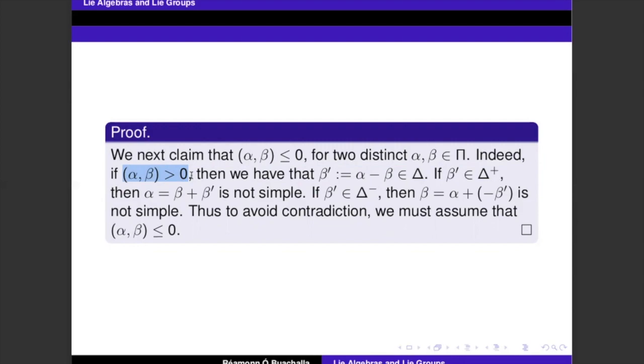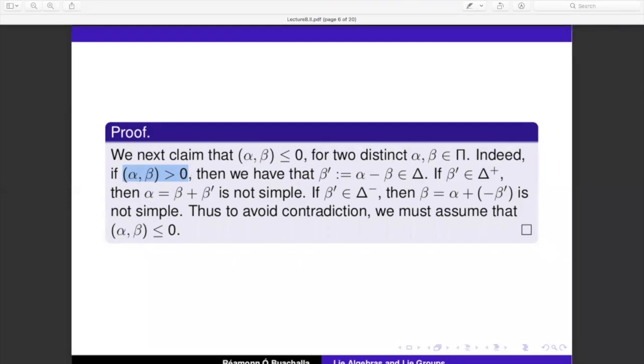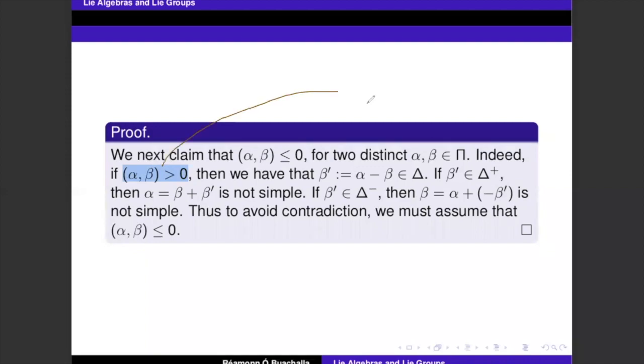So if we assume that this is true, then we're going to get the difference of these two things contained in the root system. So let's denote that new root by beta prime. Now, we have two options. Remember that when we make a choice of basis, we decompose our roots into two subsets, the positive and the negative. So beta prime has to be contained either in the positive or in the negative. There's no other choice.